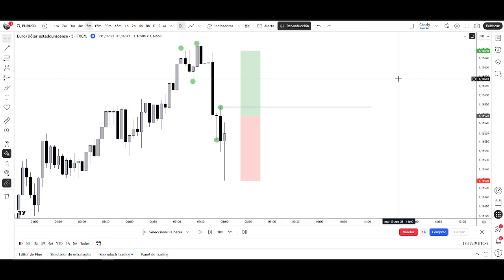Now next candle, boom, bullish. So this is now giving us a lot of information. First of all, we already have a lower low. This candle is bullish on a bearish structure. This means that we already have a pullback.